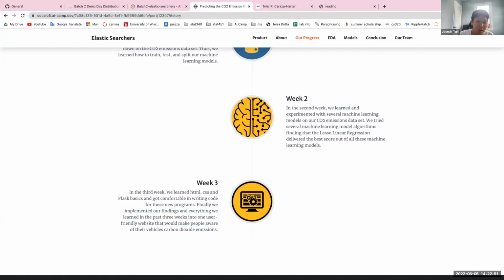In the third week, we learned HTML, CSS, and Flask basics and got comfortable in writing code for these new programs. Finally, we implemented our findings and everything we learned in the past 3 weeks into one user-friendly website that will make people aware of their vehicle's carbon dioxide emissions.